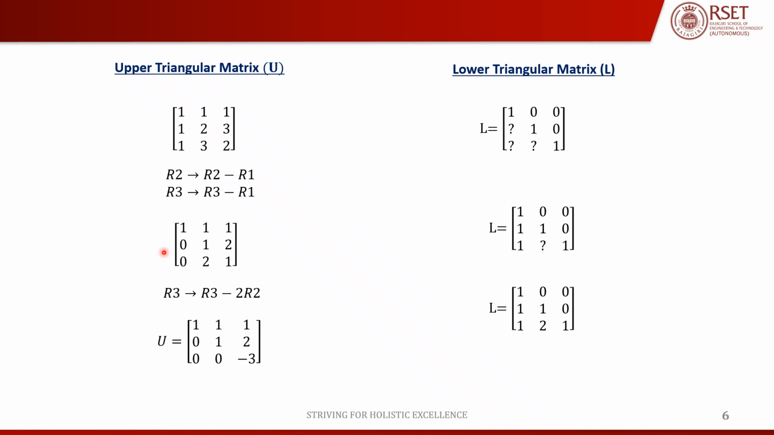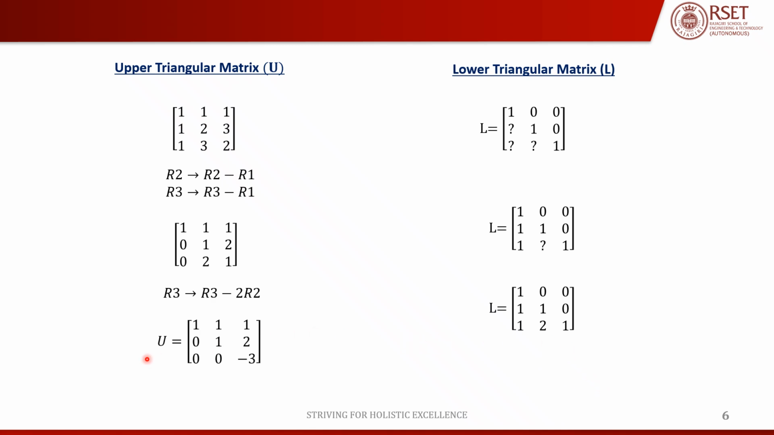So how can I make this 0? By multiplying a 2 to the second row and subtracting it, right? R3 changes to R3 minus 2 into R2. So I got 0 here, and 1 minus 2 into 3, that I got this number here. And so here I am using the multiplier 2. So this is called the multiplier. I am using 2 into R2. So the third unknown element is actually 2, the multiplier.